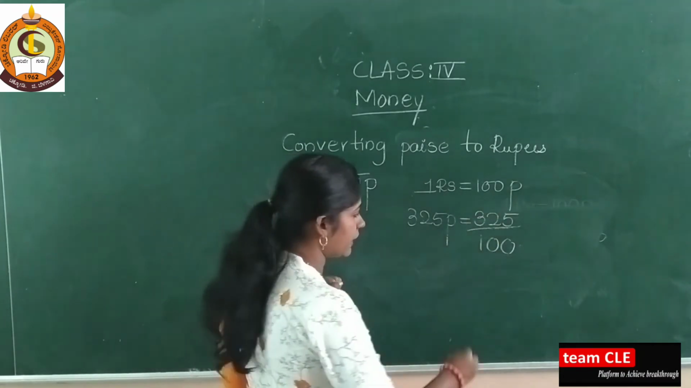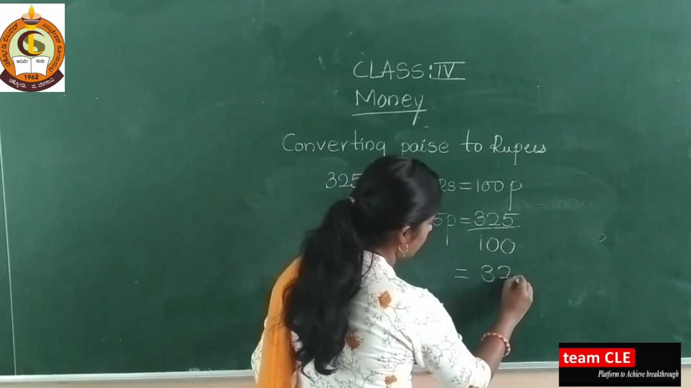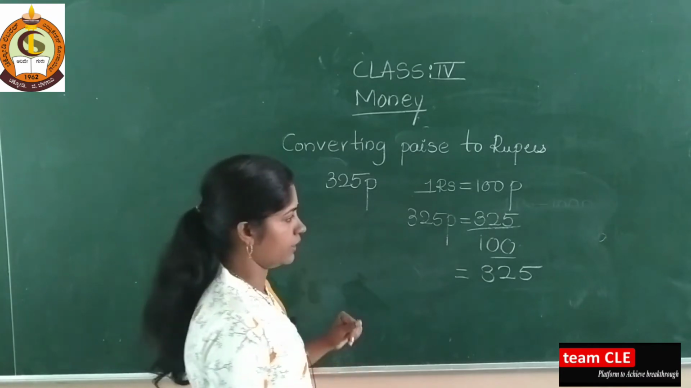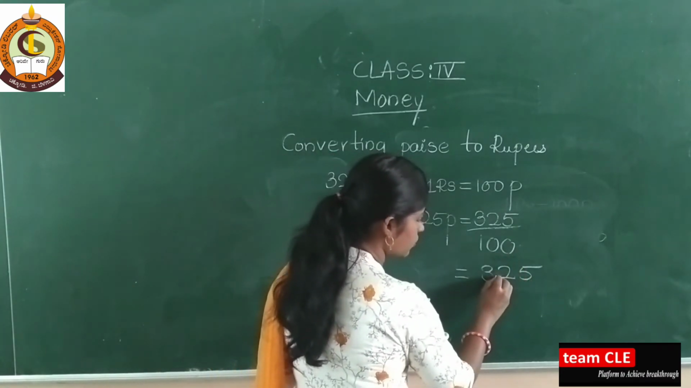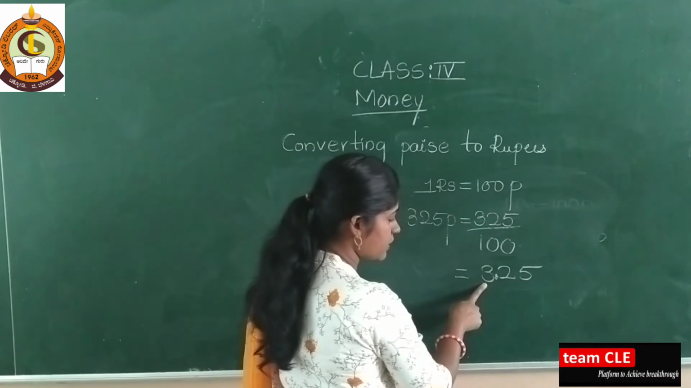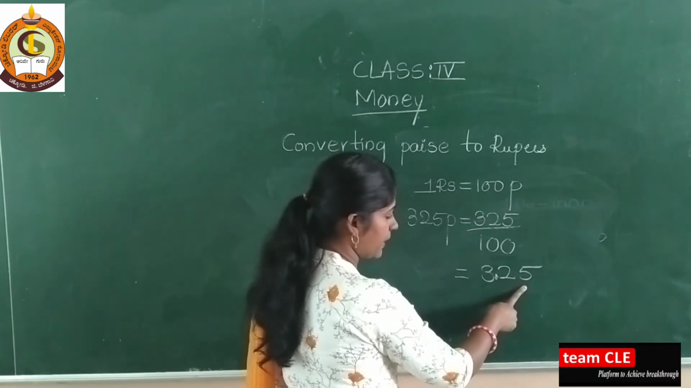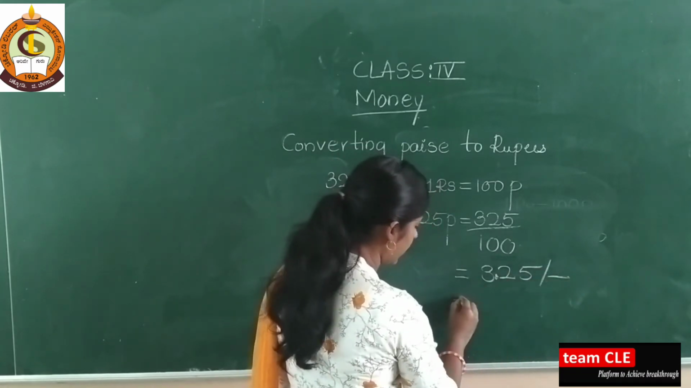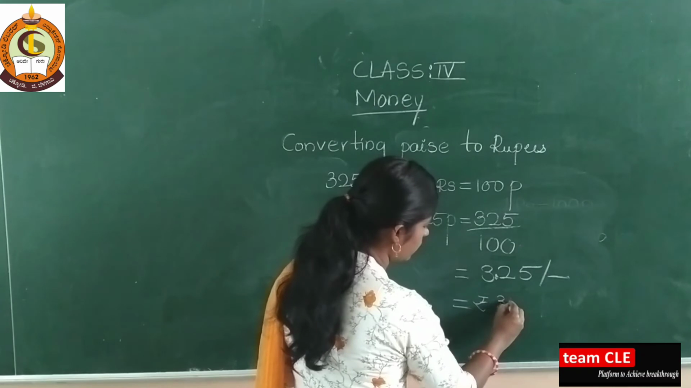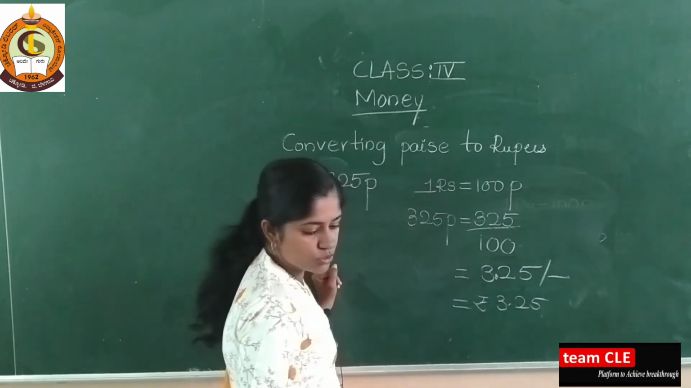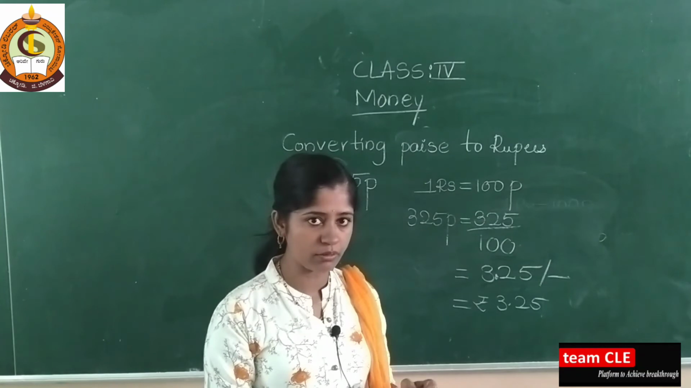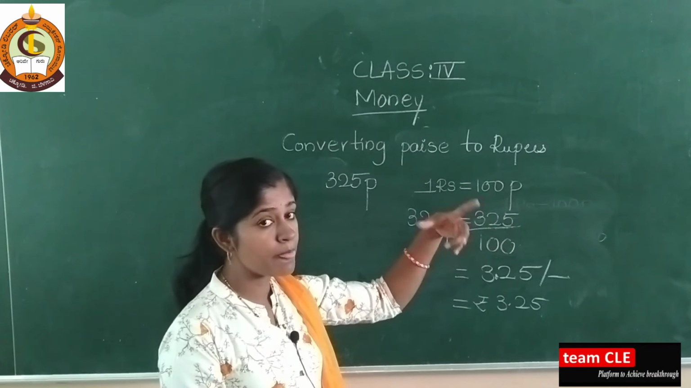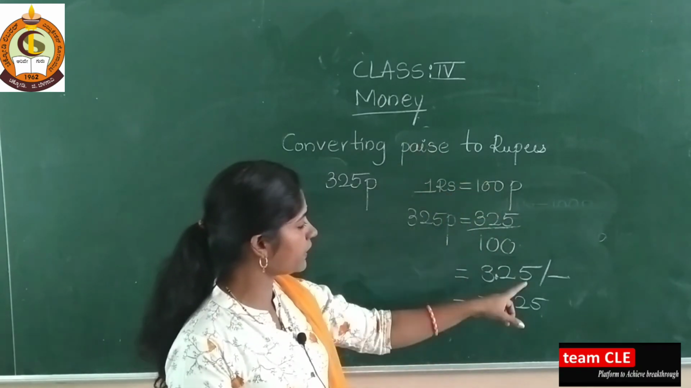So this is very easy. First you write the numerator as it is, 325, and just see how many zeros are in the denominator. 2 zeros are there. Then you have to put the point after 2 digits. So this represents the rupees and this represents the paise. Then how much is it? 3 rupees 25 paise. If you write this, it is also correct. I hope you are getting my point. Okay, so this type you are going to understand. When you are converting rupees to paise, multiply. Here I am converting paise to rupees, divide.